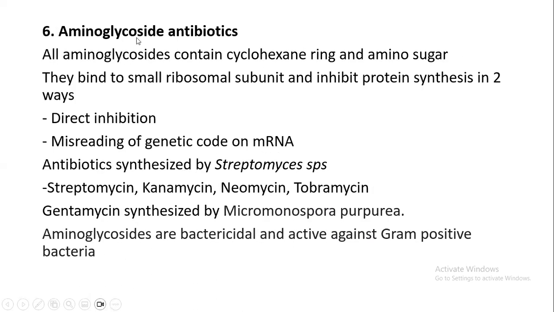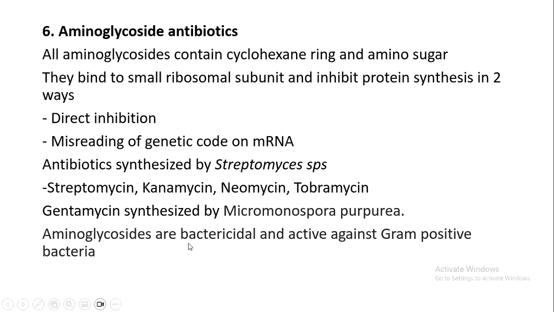The next category is aminoglycoside antibiotics. These contain a cyclohexane ring and an amino sugar. They bind to the small ribosomal subunit and inhibit protein synthesis in two ways, either by direct inhibition or by causing misreading of the genetic code on the messenger RNA. The antibiotics that are synthesized by Streptomyces species include streptomycin, kanamycin, neomycin, and tobramycin. Gentamicin is synthesized by Micromonospora purpurea species.